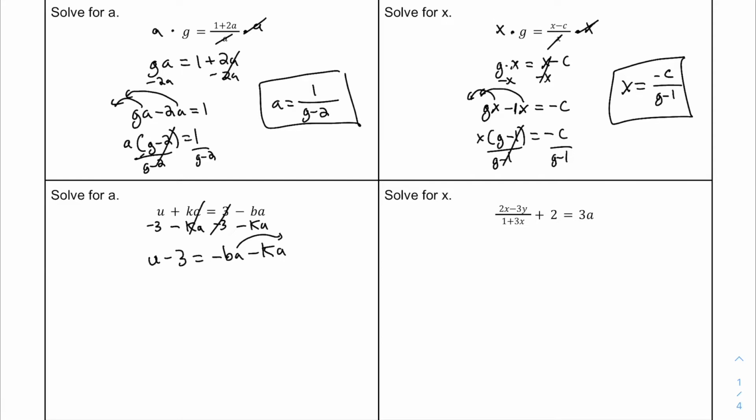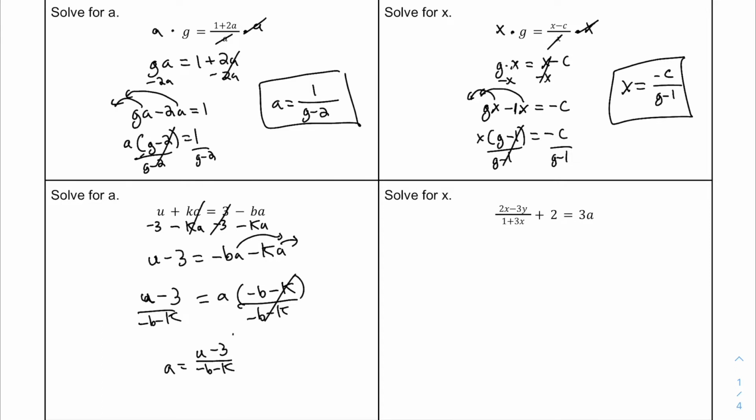Factoring out my a, I end up with a times (negative b minus k) is equal to u minus 3. Now I can divide by negative b minus k. And we get a is equal to (u minus 3) over (negative b minus k). Yeah, I think that's pretty good.